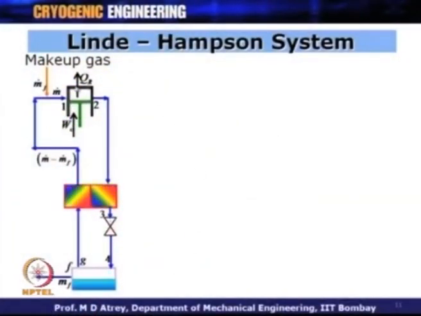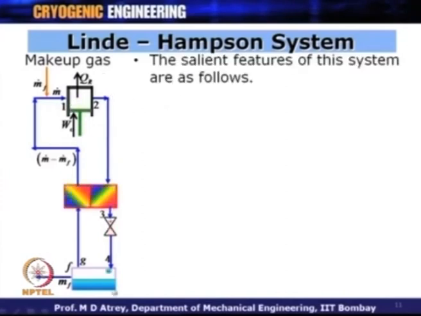Now, with this background, let us come to the Linde-Hampson cycle, which is the first practical cycle taking us away from the ideal thermodynamic cycle. This is a schematic of the Linde-Hampson cycle, and what it has you can see over here. It has a compressor, a heat exchanger, a JT valve, a container, the gas goes back and the gas is replenished.